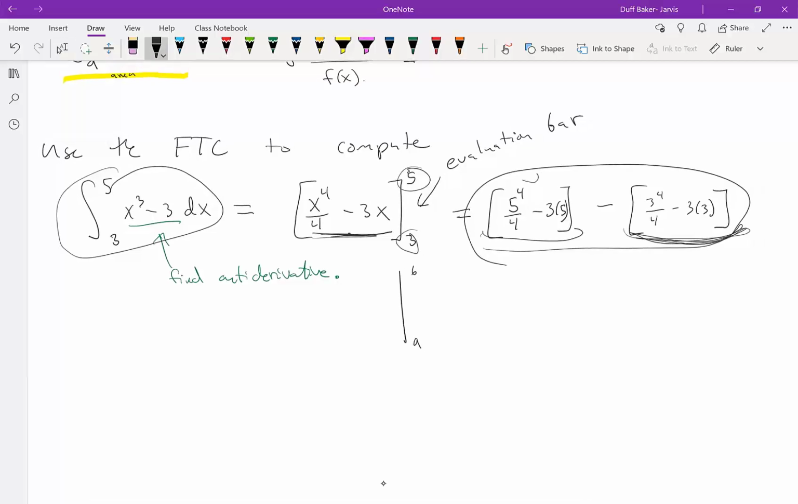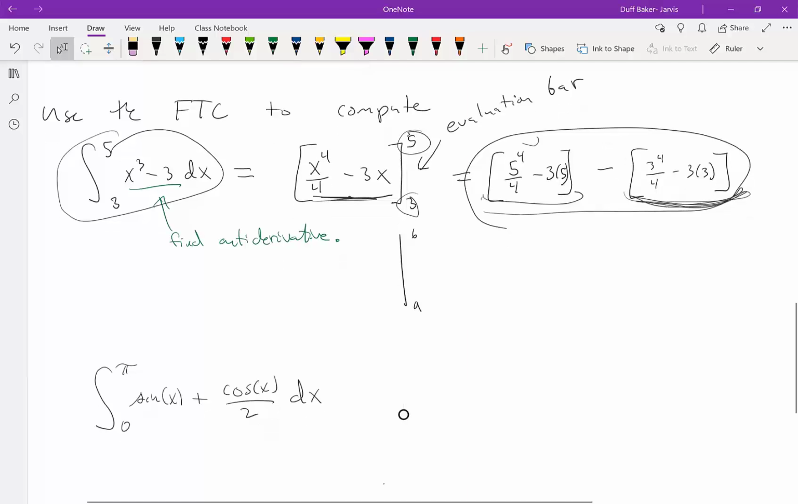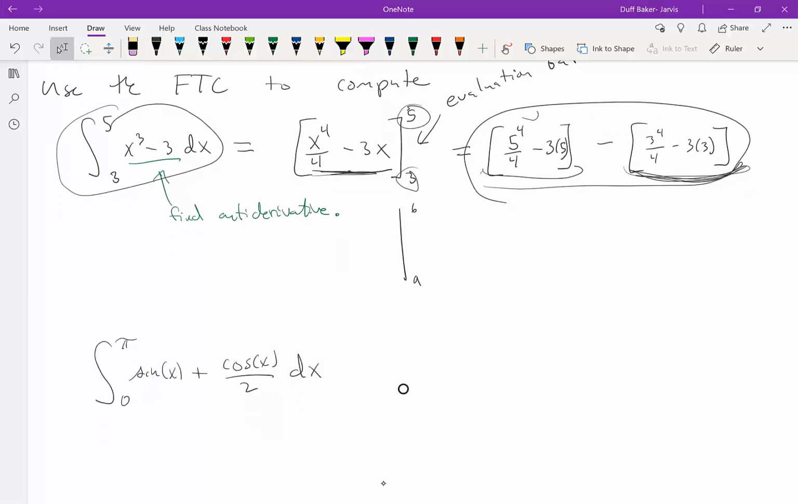So if we do another one of these, let's compute the integral from 0 to pi of sine of x plus cosine of x over 2. So why don't you guys take a minute and try this one? And then I'll tell you the answer. So take a minute and try this one.